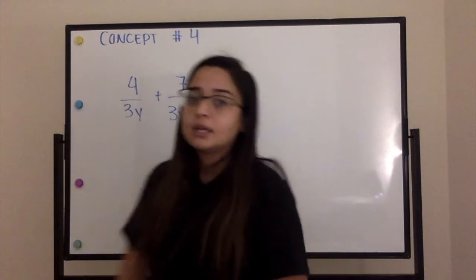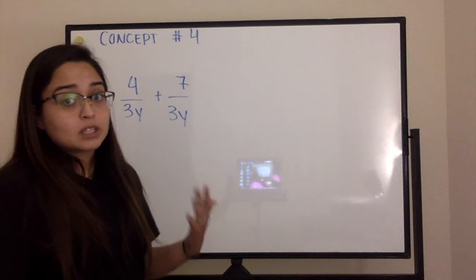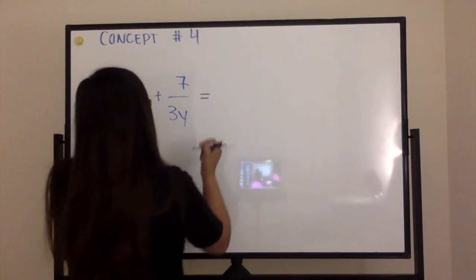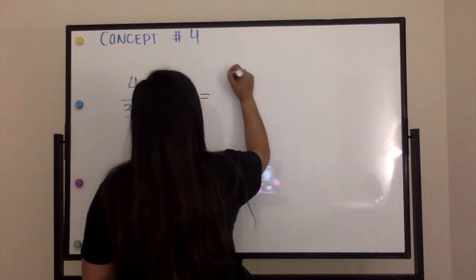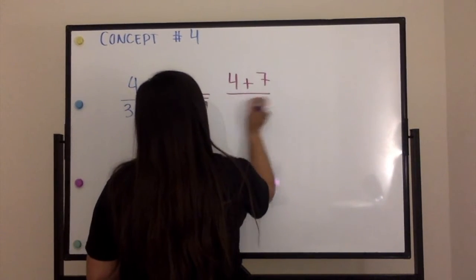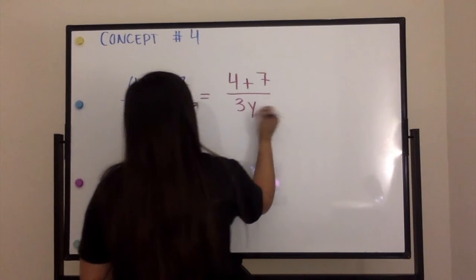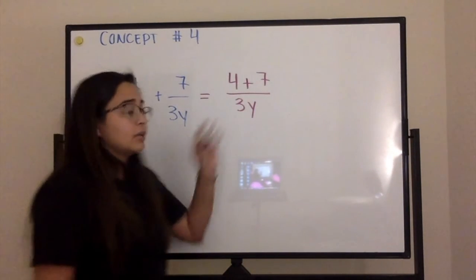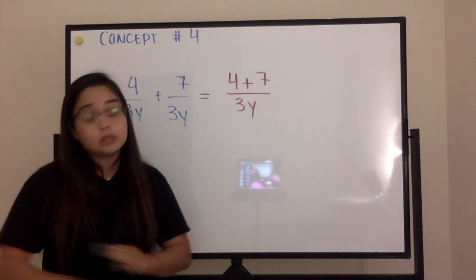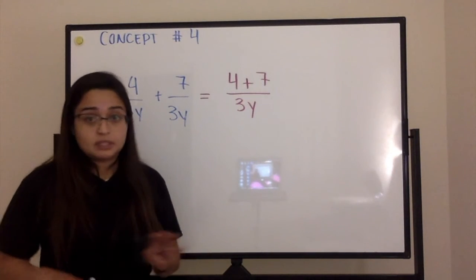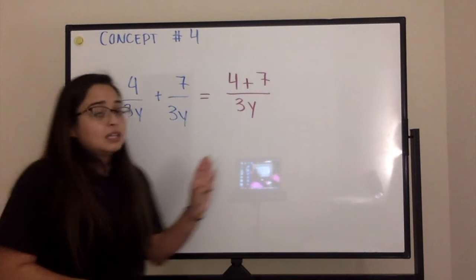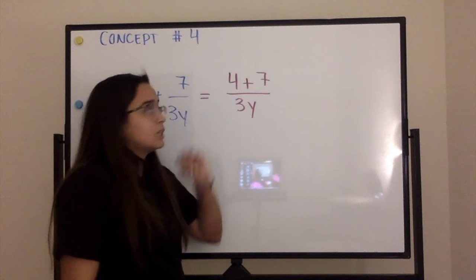Okay, like I said, we're going to focus on our numerator. So we're just going to add them straight across: 4 plus 7 over 3y. And we actually just leave it 3y because our denominators are the same. We don't need to touch them or adjust them in any way, shape, or form. It just stays. Okay, so now we're left with that.